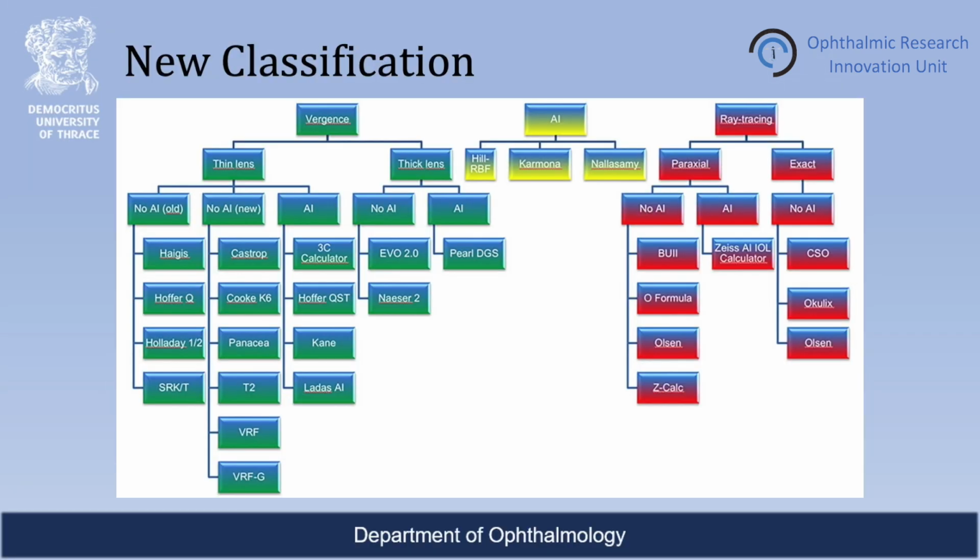However, the creation of new formulas requires a new classification. According to the corresponding literature, the formulas can be divided into three major groups. The first category is the vergence formulas, which can be subdivided based on the lens thickness. The second category is artificial intelligence-based formulas. The third category is ray tracing, which contains the exact and paraxial ray tracing formulas. The main feature of this new classification is the use or not of artificial intelligence by the respective power calculation formulas.